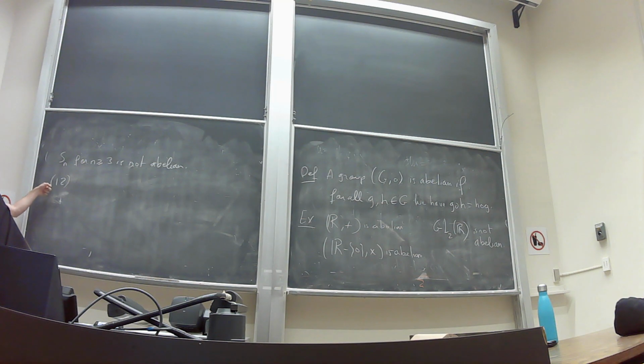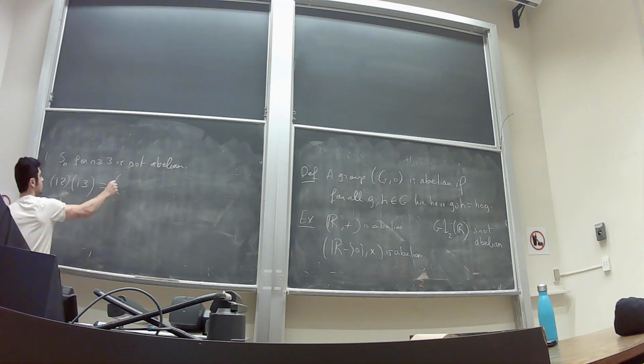Okay, remember this notation? It flips 1 and 2 and fixes everything else. Remember this or not from last time? And let's take the permutation (1 3). It flips 1 and 3 and fixes everything else. Let's take the product of these two.